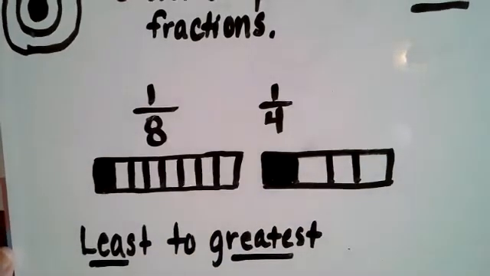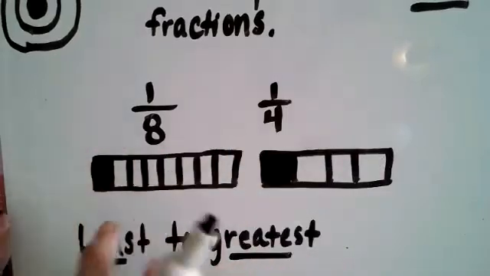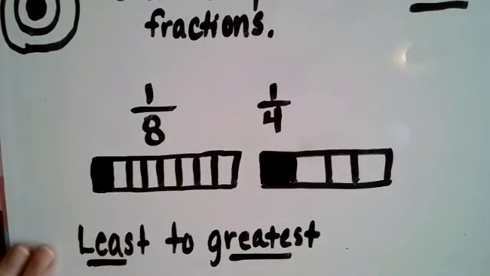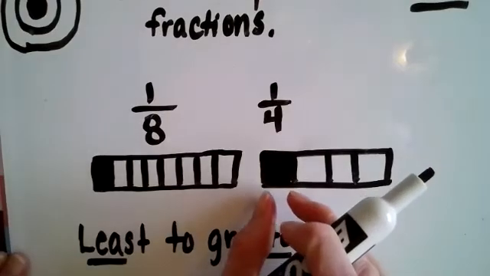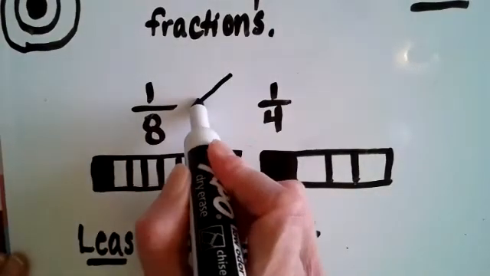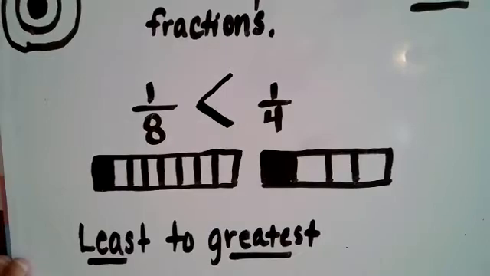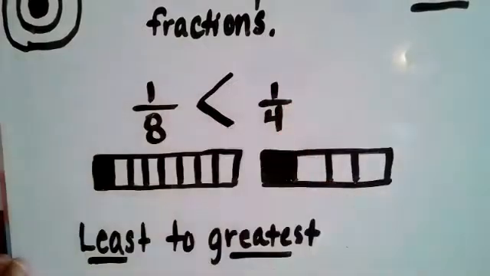If I were to now compare these two, what did I eat? What part of the whole, what unit out of the whole, is greater? If I've eaten 1 out of 4, I can see that that piece, that unit out of the whole, is greater. Eat the big one with my alligator mouth, right? I would read that as 1/8 is less than 1/4.